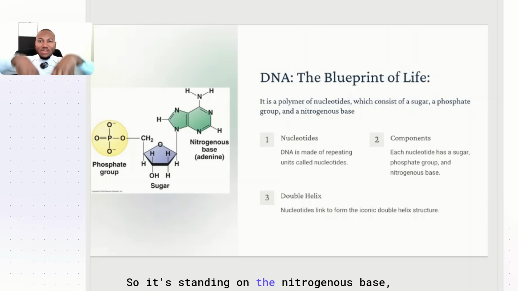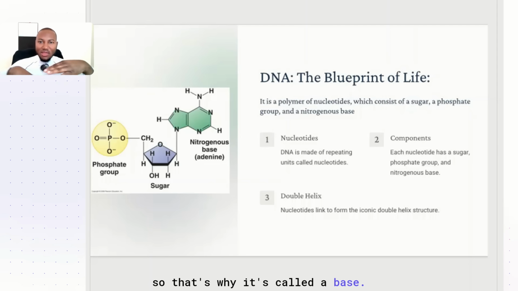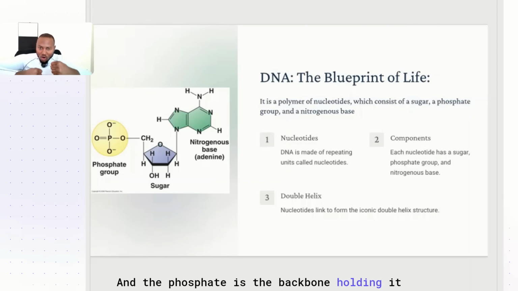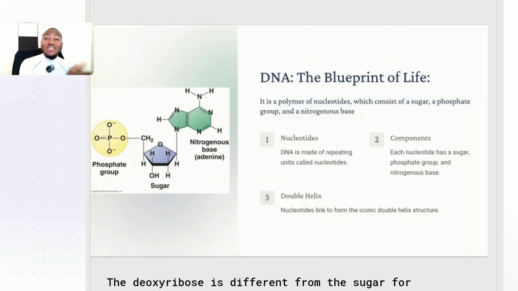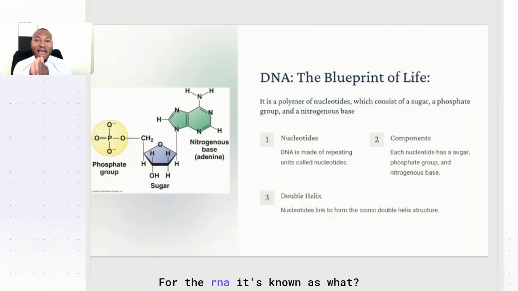So it's standing on the nitrogenous base. So that's why it's called a base. And the phosphate is the backbone, holding it strongly. All right. So the sugar is always something that is at the core of the DNA. Now, the sugar for the DNA is known as what? The deoxyribose. It's different from the sugar for the RNA. For the RNA, it's known as what? The ribose. That's a very big difference.